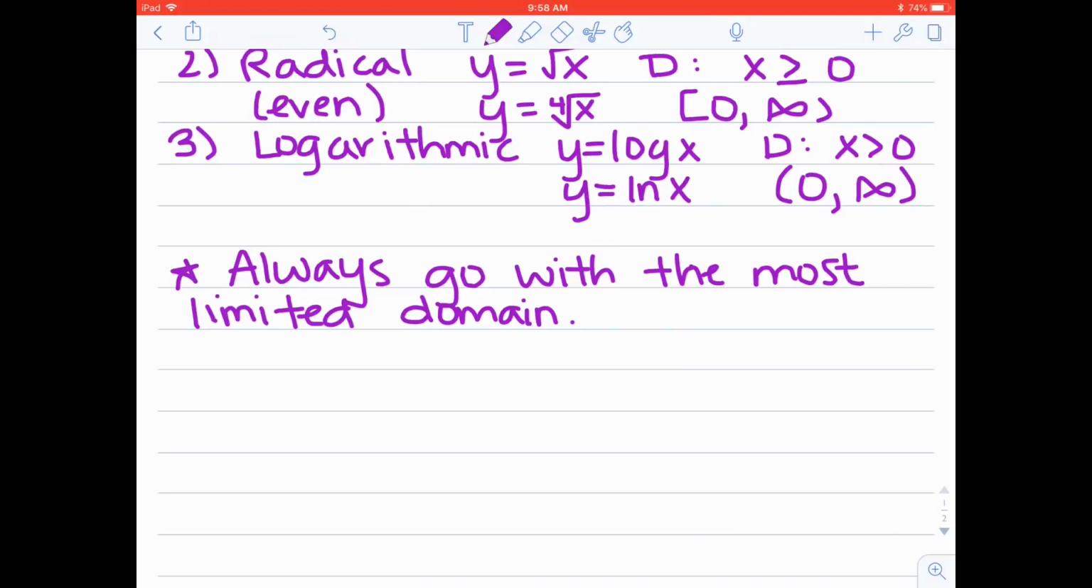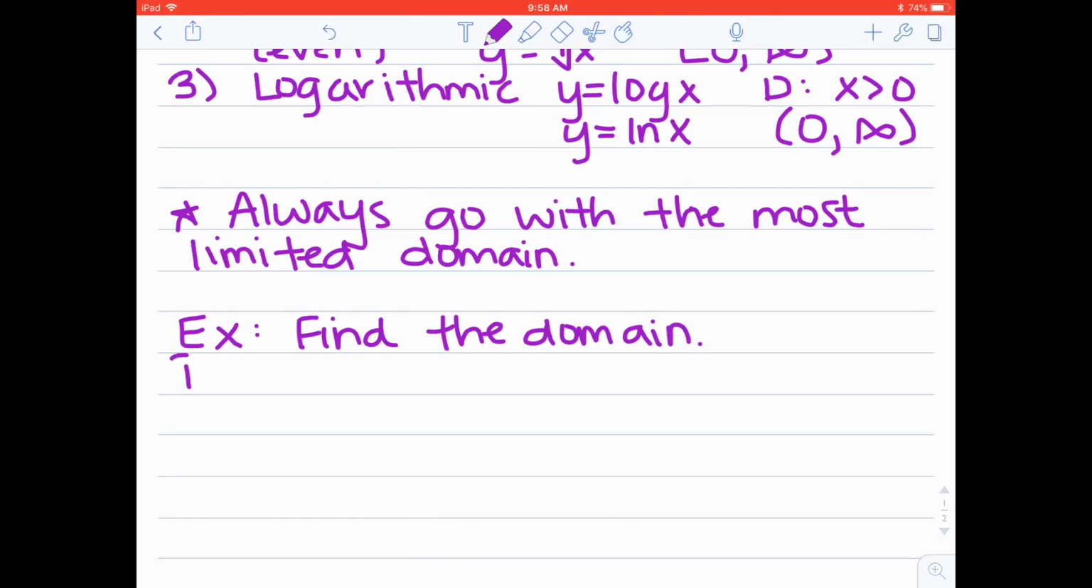Okay, so now we're going to go ahead and do some examples that are going to make us think a little bit more. For all of these examples, the instructions are to find the domain. Okay, and we're going to do 4 examples. So this is the first one.